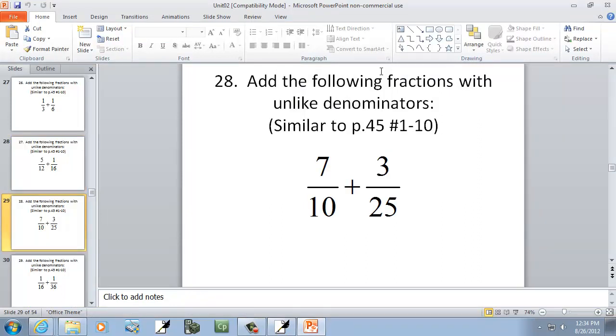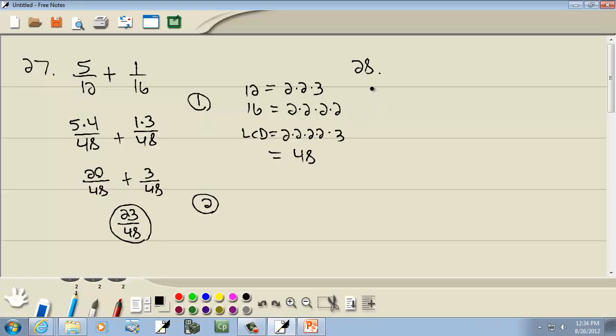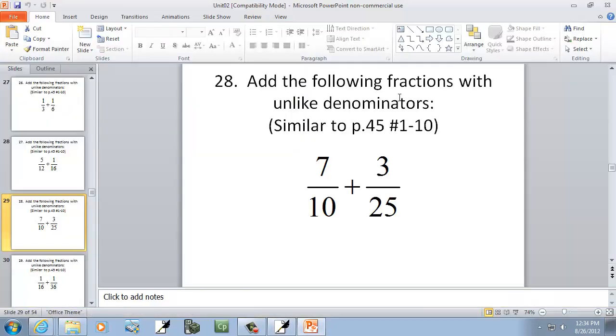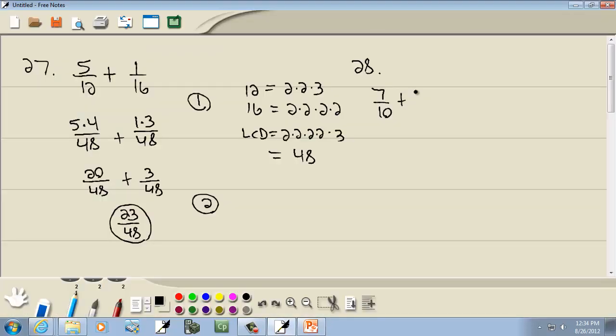Let's take a look at this one. 7 over 10 plus 3 over 25. Okay, figure out our LCD. So we got 10 and 25. 10 is 2 times 5, and 25 is 5 times 5.